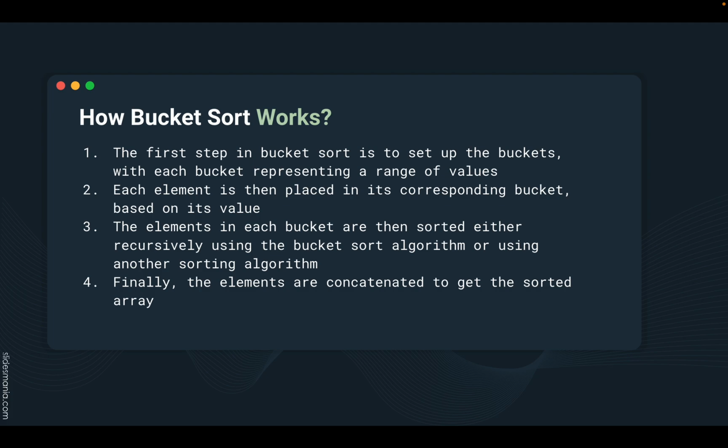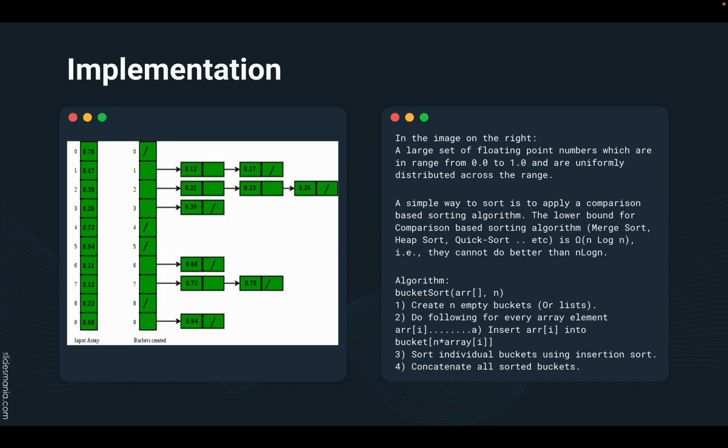So how does bucket sort work? The first step in bucket sort is to set up the buckets, with each bucket representing a range of values. Each element is then placed in its corresponding bucket based on its value. The elements in each bucket are then sorted, either recursively using the bucket sort algorithm or using another sorting algorithm. Finally, the elements are concatenated to get the sorted array. So now let's see how this works.